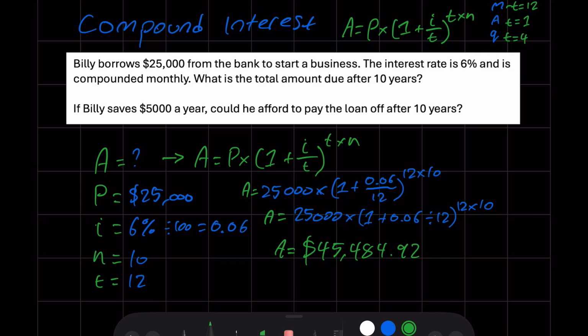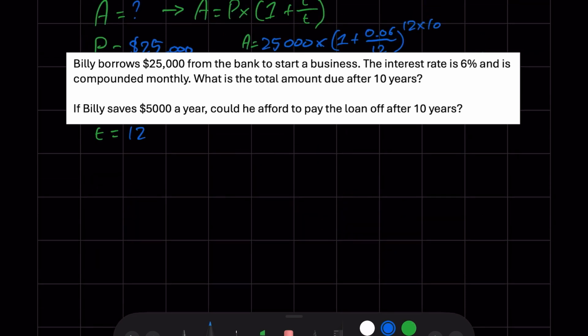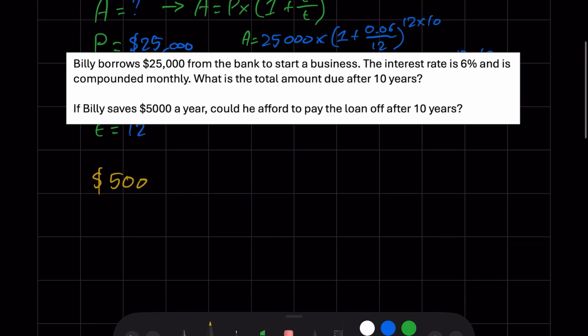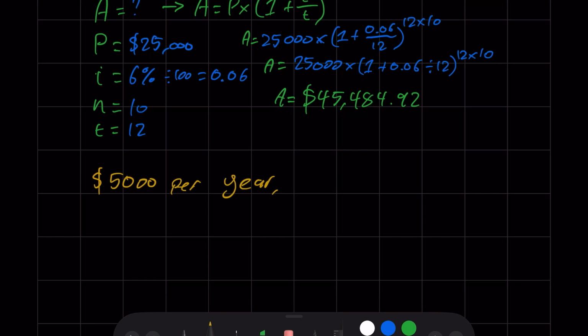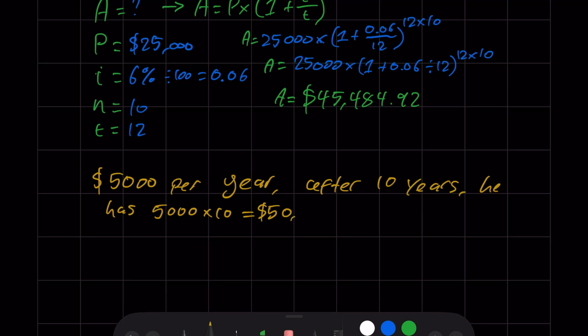The second part of the question says that if Billy saves $5,000 a year, could he pay the loan off after 10 years? This one is fairly simple. If he saves $5,000 per year, how much has he got after 10 years? So I'm going to write, after 10 years, he has 5,000 times 10, which is $50,000.